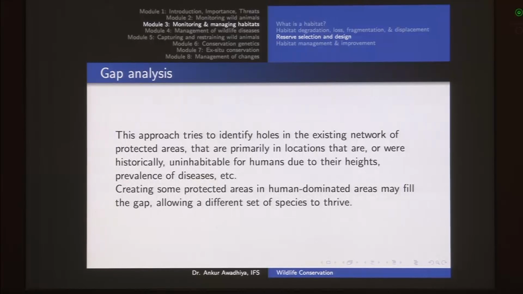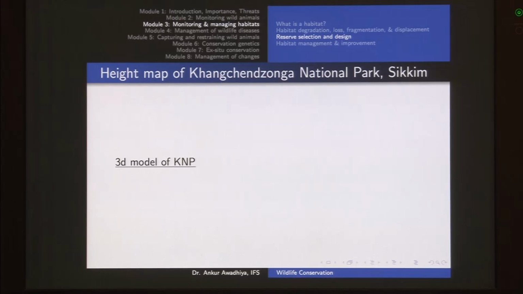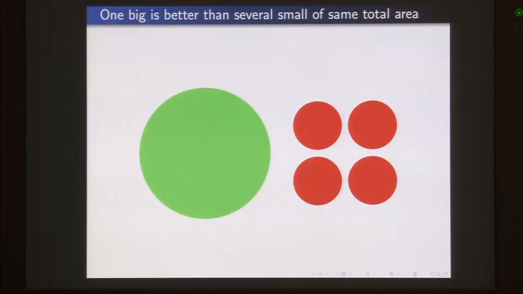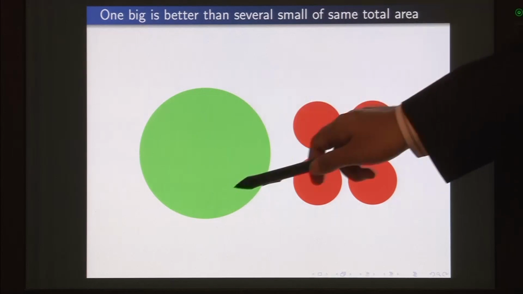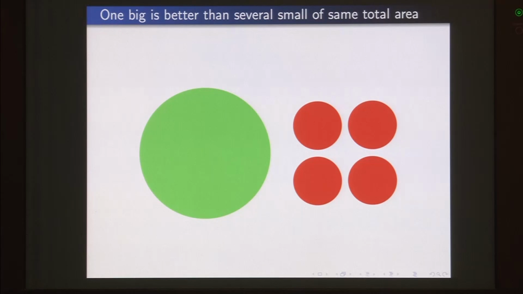Next we looked at this approach of gap analysis, in which those areas that are now missing out from our traditional reserve areas are preferentially given a selection. Next we had a look at the principles of reserve design. So big is better than small, then one big is better than several small of the same total area, because in the case of this big reserve forest, you will have a larger core area as compared to these 4 smaller ones. The smaller ones will have more of edge areas but less of core area.